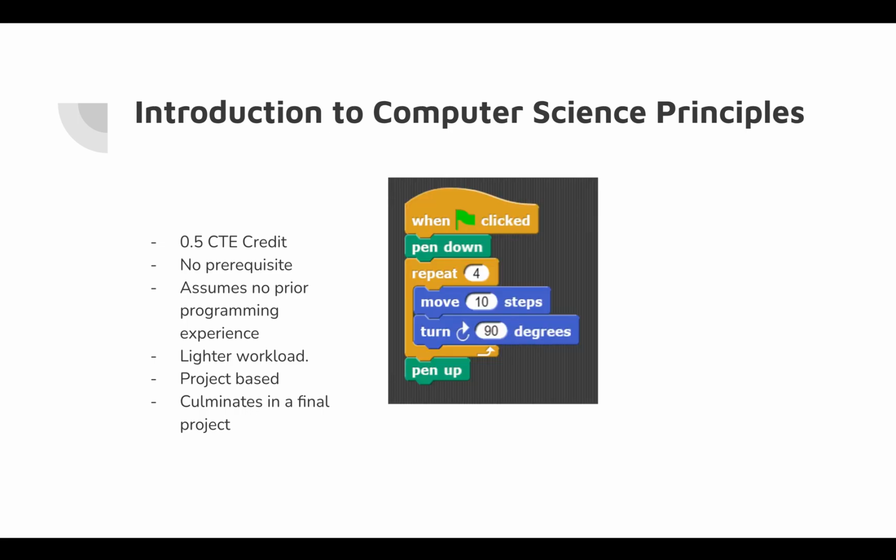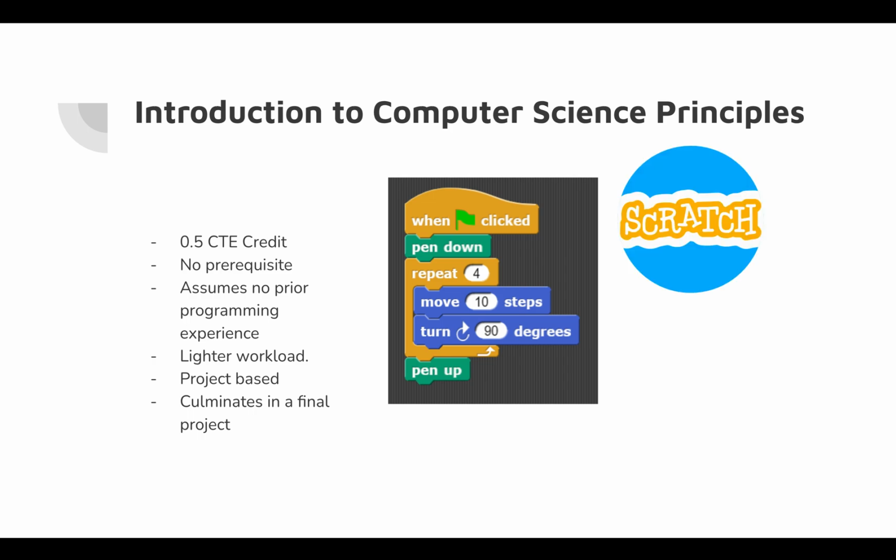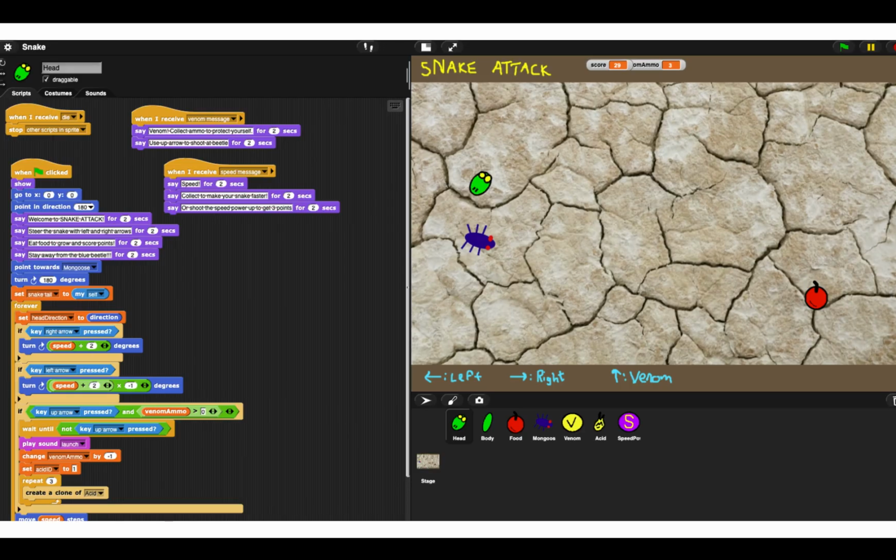This is an example of what our program looks like. If you've ever messed around with Scratch, this is very similar to Scratch, but the one that we use is actually called Snap, which is Berkeley's equivalent to Scratch. And we've seen some truly incredible projects come out of this class. This was a version of a snake game that was made where a green snake gets ever larger as it eats red apples, and it has to avoid this blue mongoose or beetle or whatever it is. You can do really incredible things with Snap.